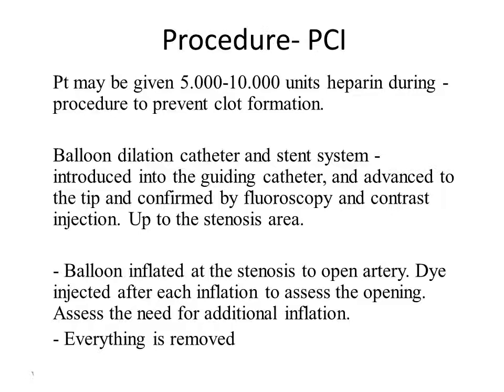بعدين بندخل البالون أو الشبكة خلال الفيمورال artery and at the tip and confirmed by fluoroscopy and contrast injection. ثم تحقن مادة ملونة ونحدد the degree location of obstruction. Then the stent will be implanted at the place of obstruction, inflated and placed at that place. The dye is injected after each inflation to assess the opening.